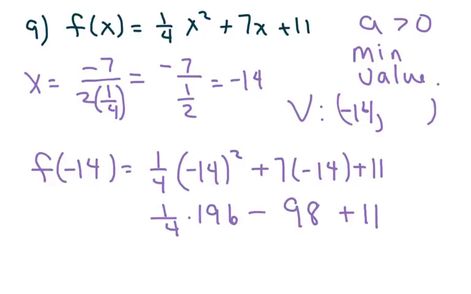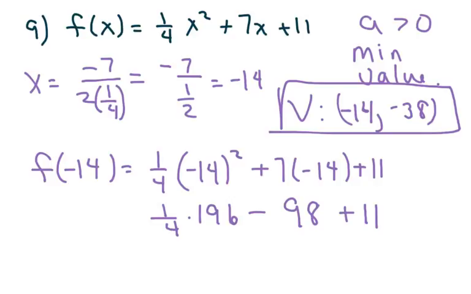So negative 98 plus 11 plus 196 divided by 4. And you get negative 38. So that's your minimum value at negative 14, negative 38.